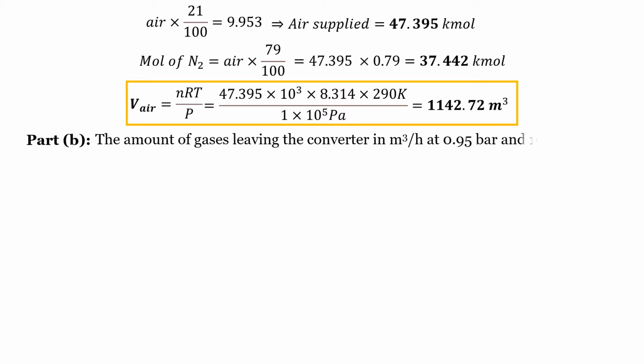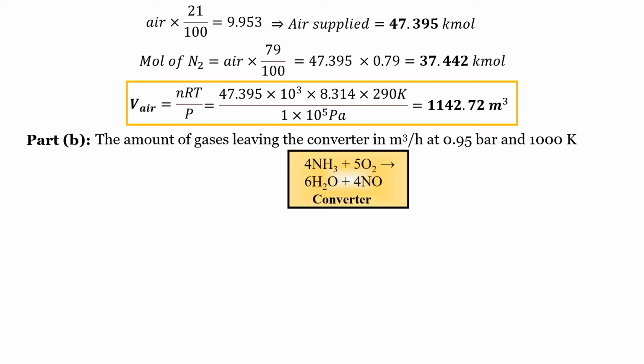Now part B: the amount of gases leaving the converter in meter cube at 0.95 bar and 1000 Kelvin. First we will see the reaction across the converter. So this is the converter, and in the converter NH3 and O2 are reacting, giving H2O and NO. And we also know the composition of the entering gases.